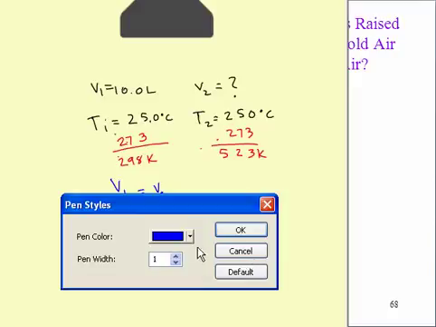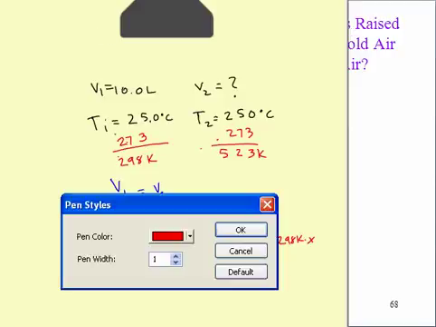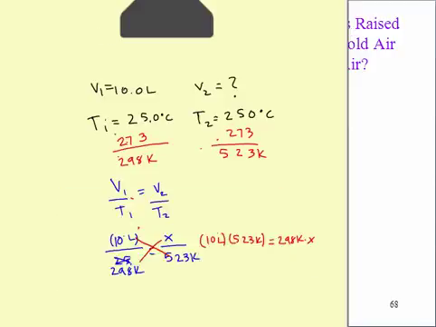Okay, now I'm just going to do my algebra math. I'm going to cross multiply. So I'm going to get 10 liters times 523 Kelvin, and that's going to be equal to 298 Kelvin times X. So what that gives me is 5,230 liters times Kelvin is equal to 298 Kelvin times X.